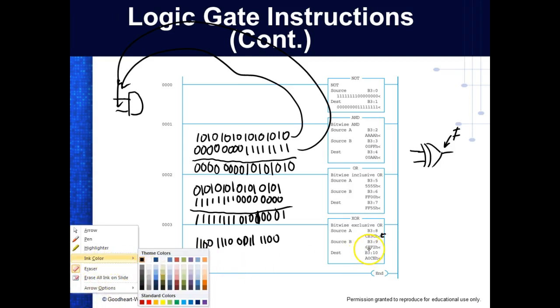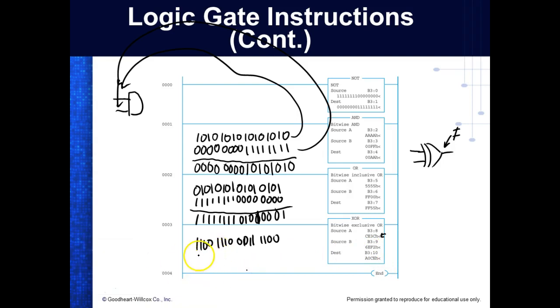Right, here's the mask right here, source B. So 6, E, F, 2.